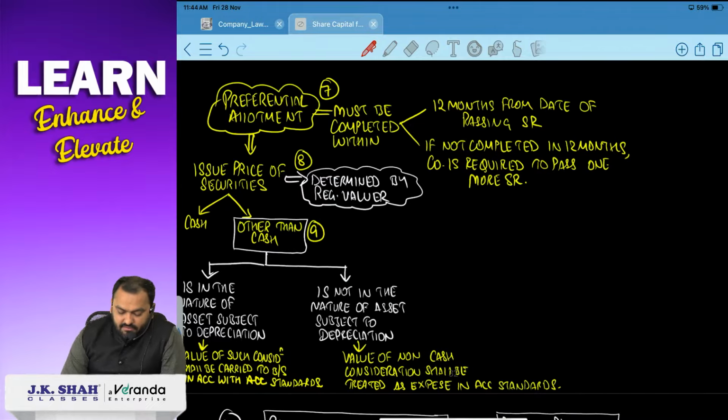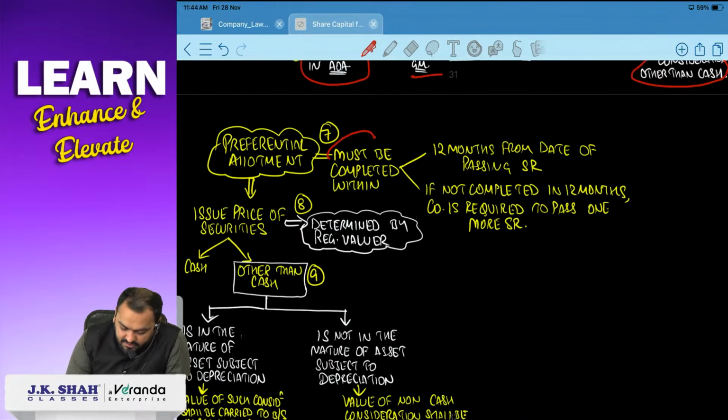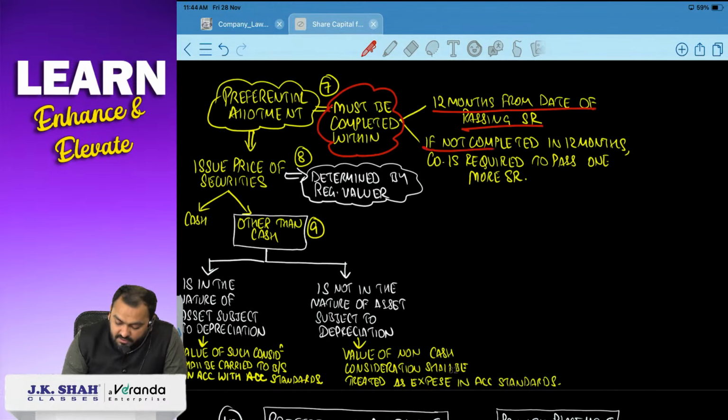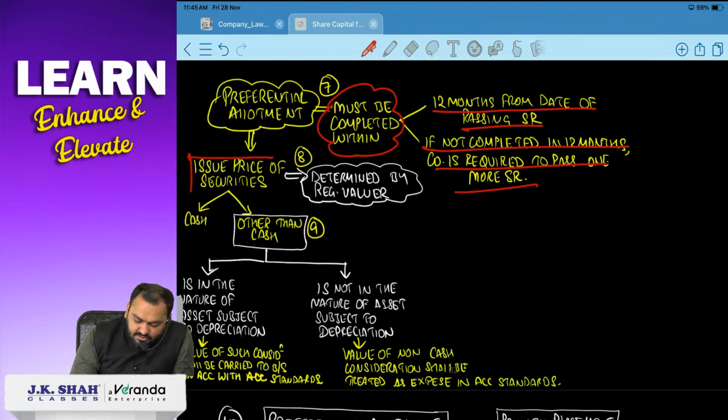Preferential allotment must be completed within how much time? 12 months from the date of passing the SR. Allotment must be done within 12 months. If not completed in 12 months, then the company is required to pass one more SR. Okay, one more SR. Then, what shall be the price of securities? That shall be determined by a registered valuer.